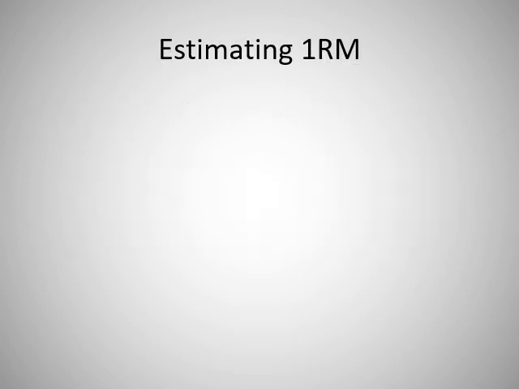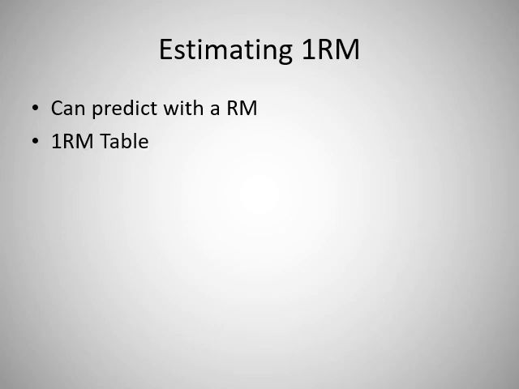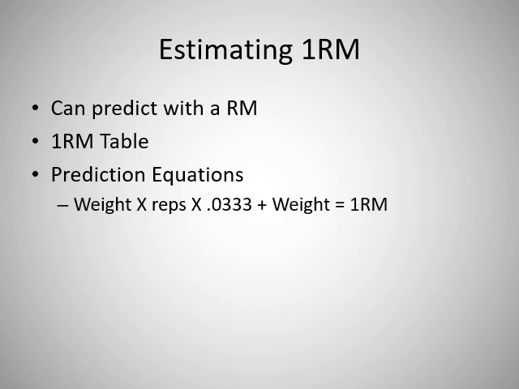So estimating the 1 repetition max, you can predict it with a repetition max, kind of what I told you about before. There are 1 repetition max tables that you can look at. Here's one of the prediction equations. I've used this one in the past. It's fairly accurate. You basically take the weight that they do, times the reps, multiply it by 0.0333. I have no idea where that number came from, but somebody good at statistics has found some way to incorporate that into the equation. You add the weight that they did, and that gives you an estimated 1 rep max.